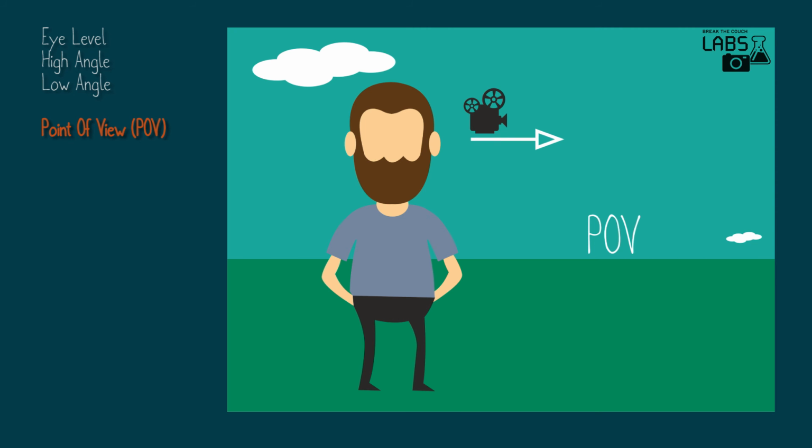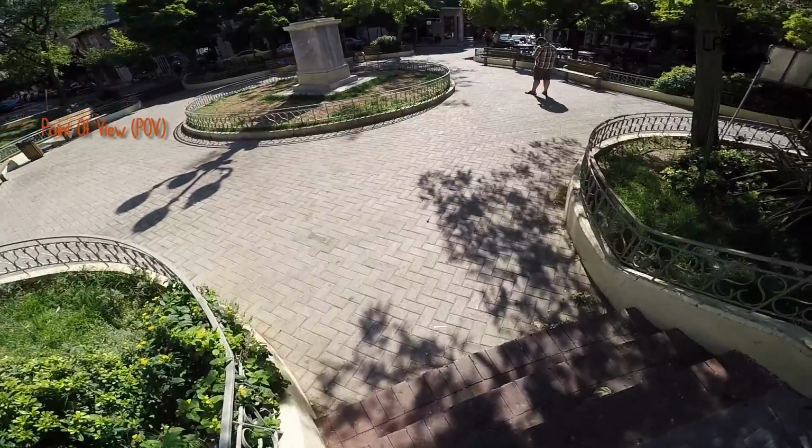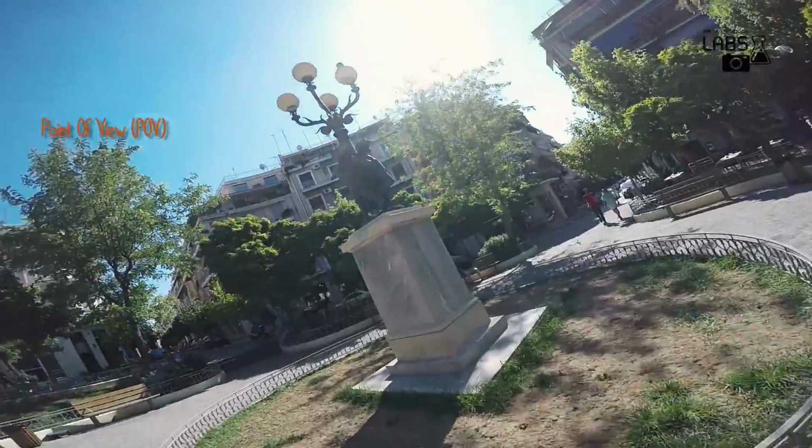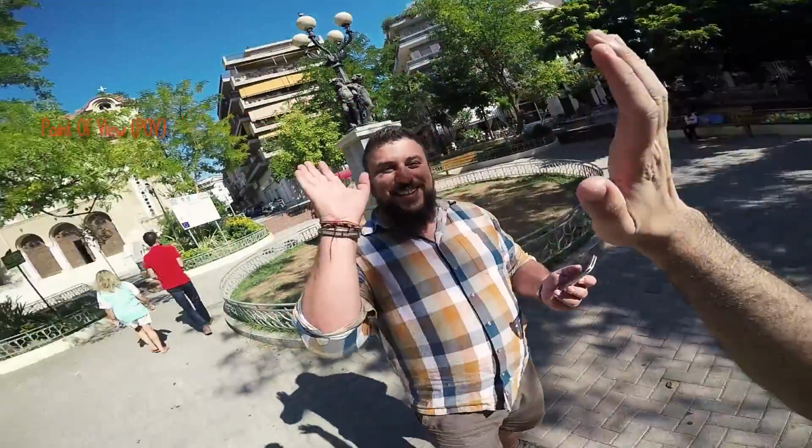Now let's go one step further. Point of view. A shot that depicts the point of view of a character so that we see exactly what they see. Some point of view shots use handheld cameras to create the illusion that the viewer is seeing directly through the subject's eyes. Bird's eye or aerial.